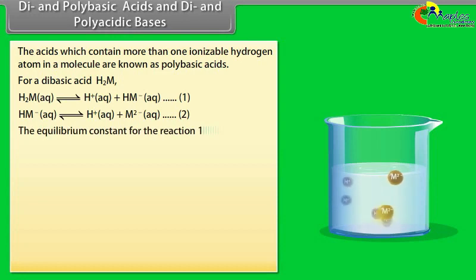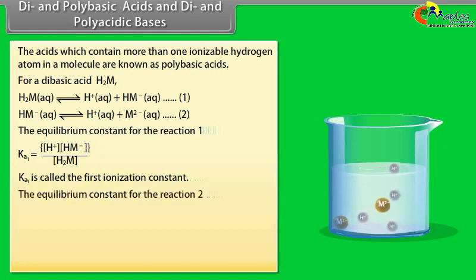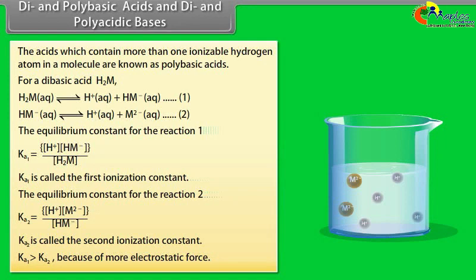The equilibrium constant for reaction 1, Ka1, is equal to H plus into HM minus by H2M. Ka1 is called the first ionization constant. The equilibrium constant for reaction 2, Ka2, is equal to H plus into M square minus by HM minus. Ka2 is called the second ionization constant. Ka1 is greater than Ka2 because of more electrostatic force.